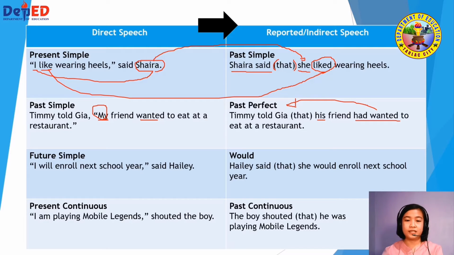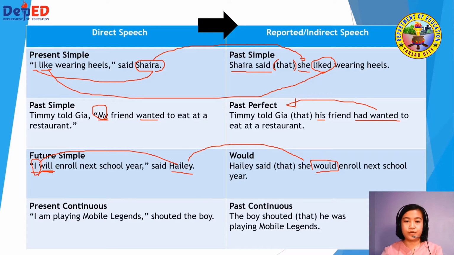"I will enroll next year," said Haley, is a future simple sentence, which is also in the direct speech. It is in the future because of the word will, which expresses futurity. Now, how do we change this direct speech into a reported speech? Let's look at the pronoun I and the helping verb will. I here is Haley, and Haley is a girl, so we're going to write she there. And then the helping verb will be changed to the helping verb would. So that's how we change a future simple in the direct speech to a reported speech.